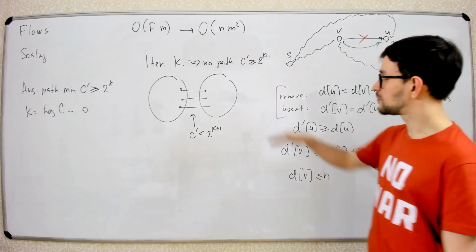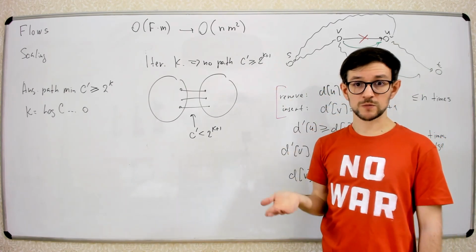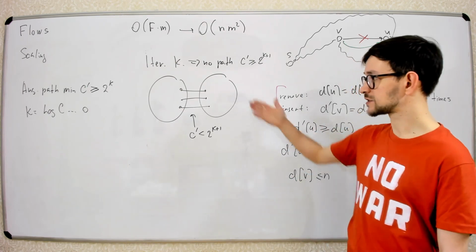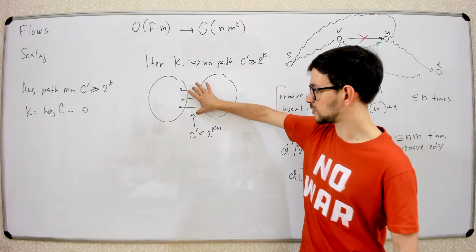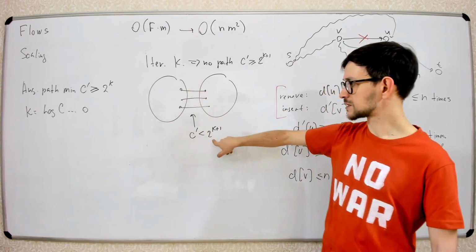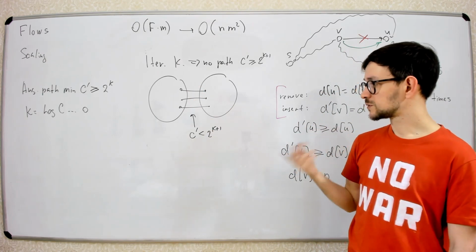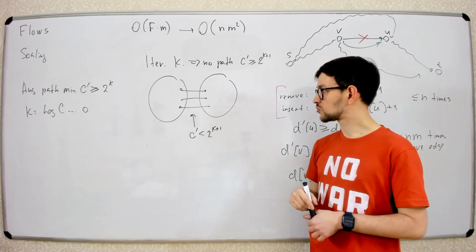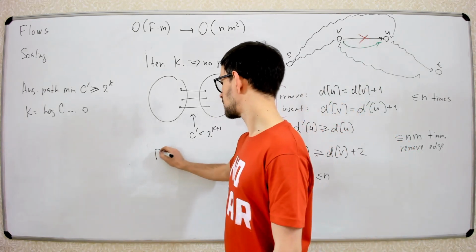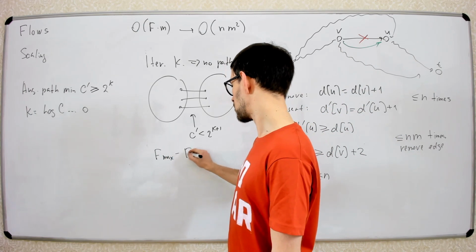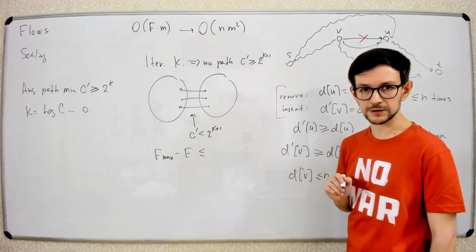So again, if in the previous iteration we didn't find any augmenting path with capacity at least 2 in the power of k plus 1, it means we have some cut. These nodes are reachable, these nodes are not reachable. All edges in between must have capacity less than 2 in the power of k plus 1. What does it mean? It means we can't increase our flow too much. So the difference between maximal flow and our flow can't be more than the value of this cut.